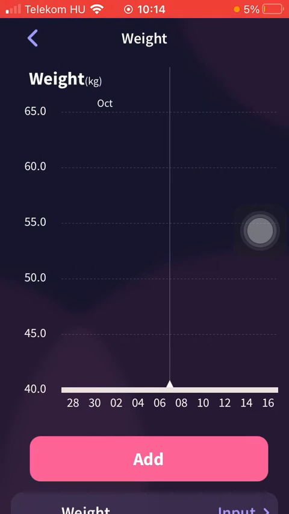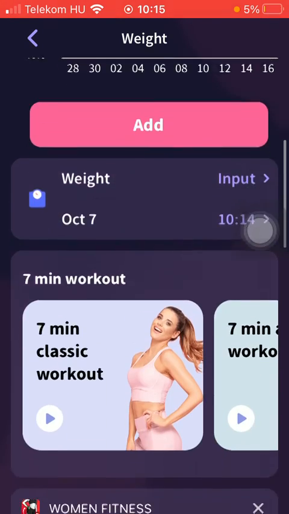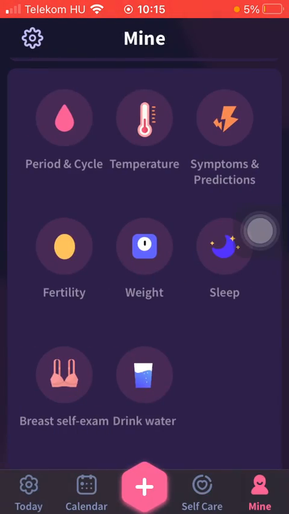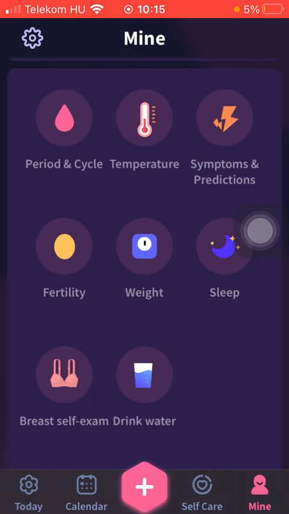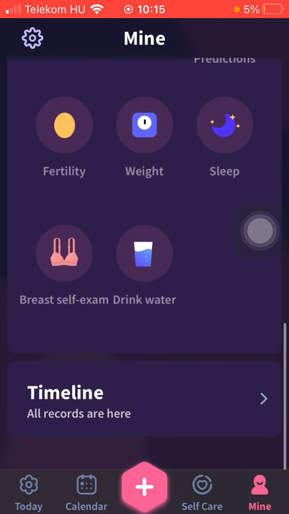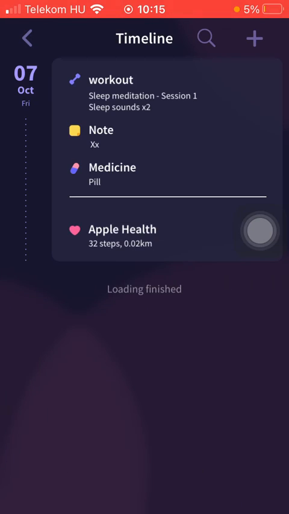weight, sleep, breast self-exam, and drink water. And here you will be able to find your timelines as well.